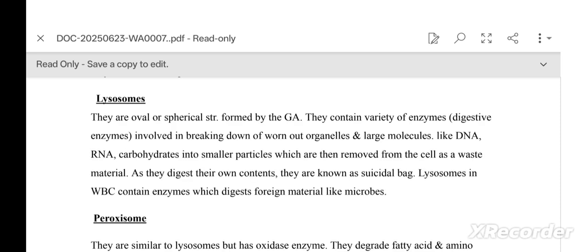Lysosome. They are oval and spherical structures formed by the Golgi apparatus. They contain a variety of digestive enzymes involved in the breakdown of worn-out organelles and large molecules like DNA, RNA, and carbohydrates into small particles, which are removed from the cell as waste material. As they digest their own contents, they are known as a suicidal bag. Lysosome is called a suicidal bag. It is important from your MCQ point of view. Lysosomes in the WBC contain enzymes which digest foreign material like microbes.